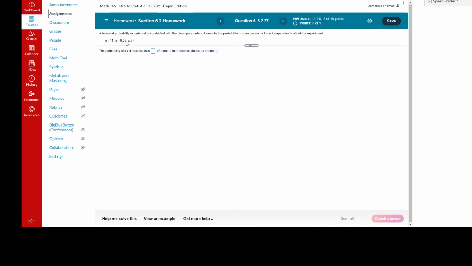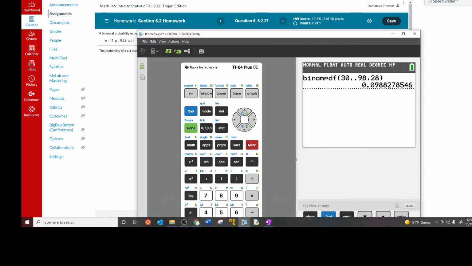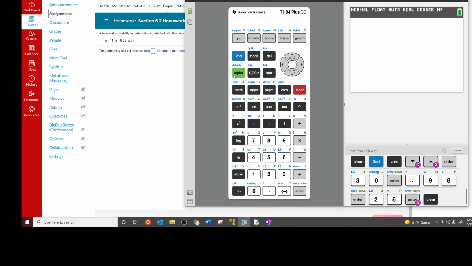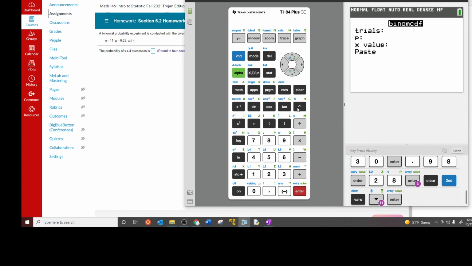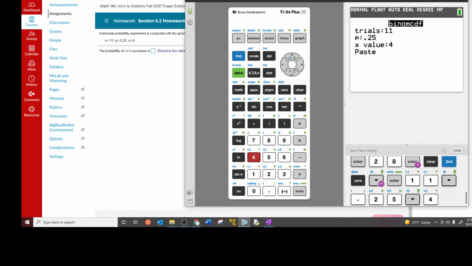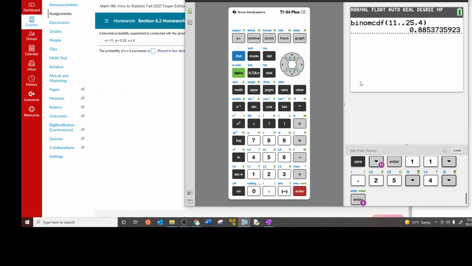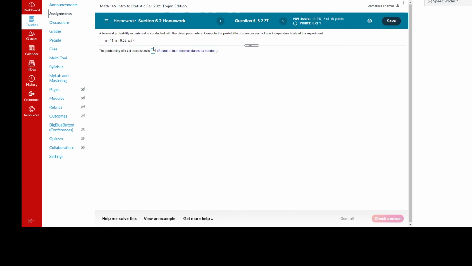All right, what if we were dealing with the values x equal to 4 and lower? Okay, so for this type of problem, we're going to use binomial CDF. We really have a choice. We can do the binomial exact amount from 0, 1, 2, 3, 4, and add them all up, or we could just use the binomial CDF. And so we got 11.25 and 4. And that means we're going from 4 and lower. And so I'm getting 0.8854.